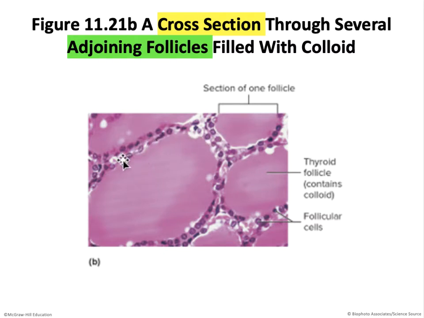So the cells are actually here. The nuclei of the cells are stained dark pink, and the cytoplasm around them is stained a slightly lighter pink. But in between them are these huge masses of fluid, which is known as colloid, and the whole structure is known as a follicle. So these are thyroid follicles.